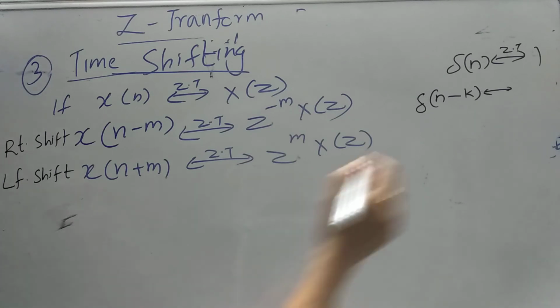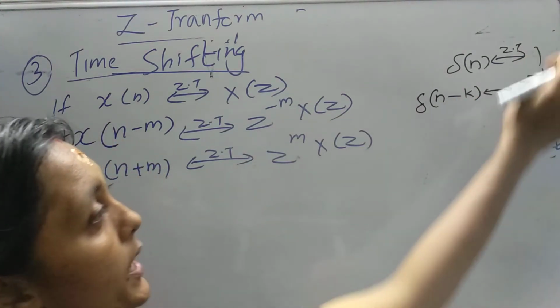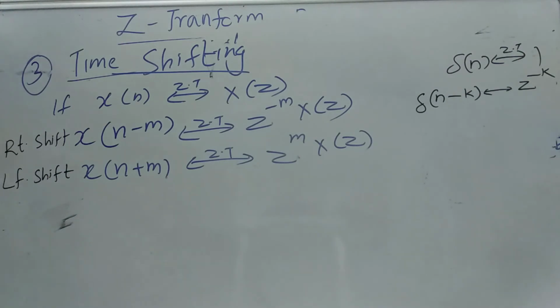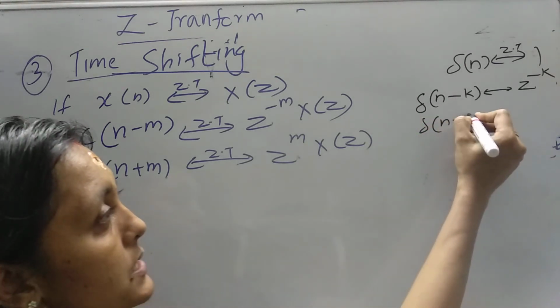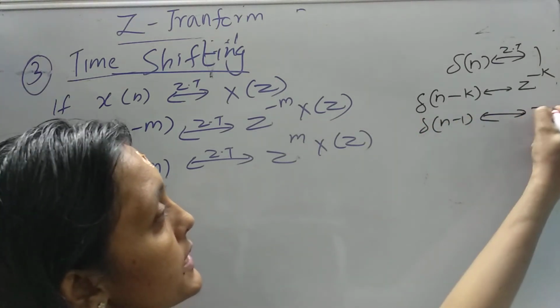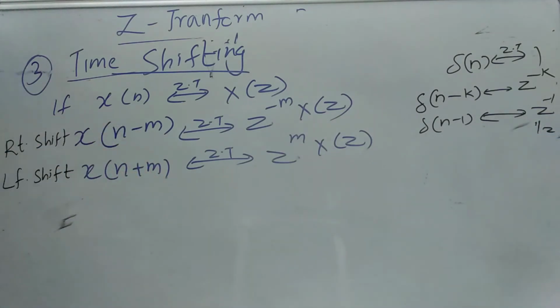Right? So here, what will you get? We have shifted it by k and the impulse transform is 1. So when you shift delta of n minus k, you get z raised to minus k. Or if you shift delta of n minus 1, you will get z raised to minus 1, that is 1 by z. So this is the shifting property, or the shifted impulse function.